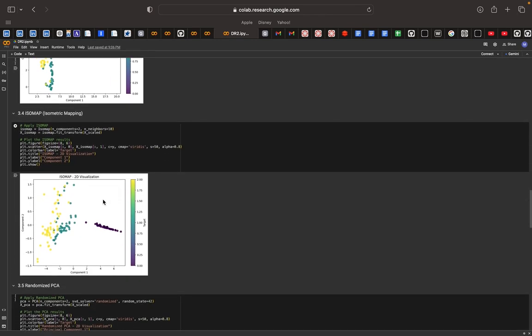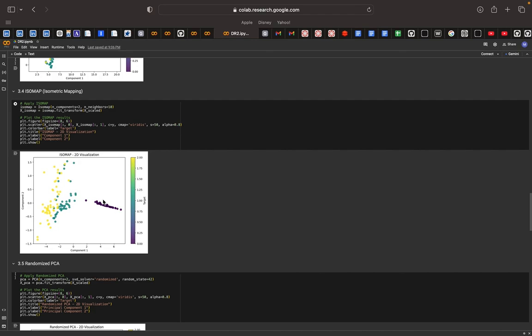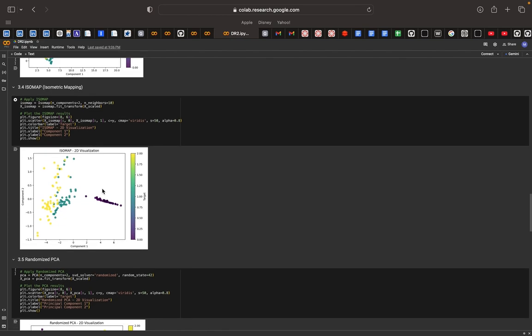And then we had Isomap, which focuses on preserving the global geometry of data using geodesic distances. So the results here basically show how this technique captures global structures with distinct class separations.